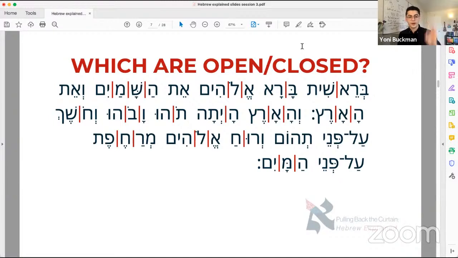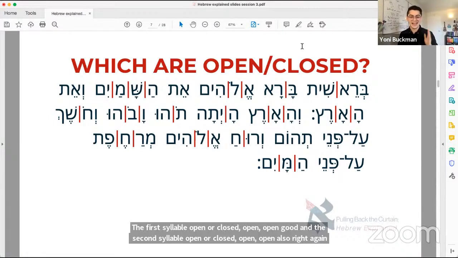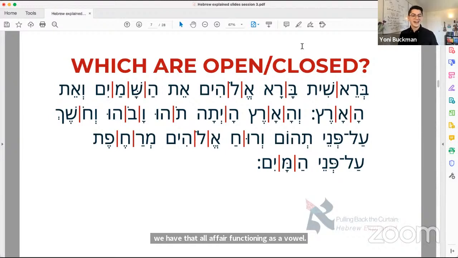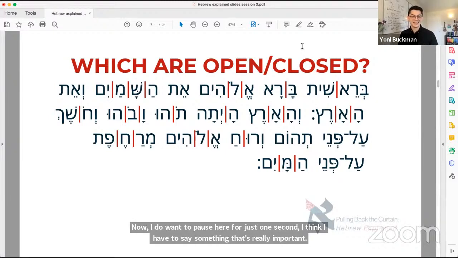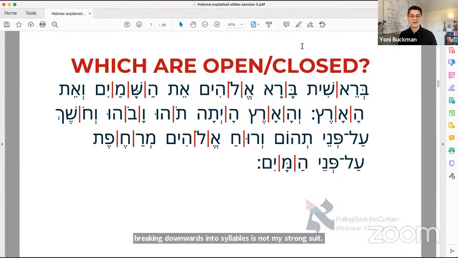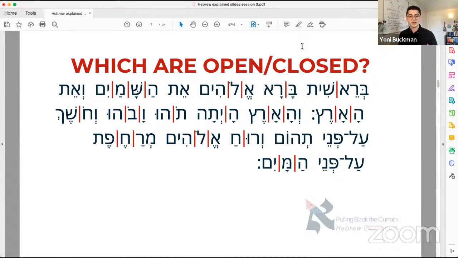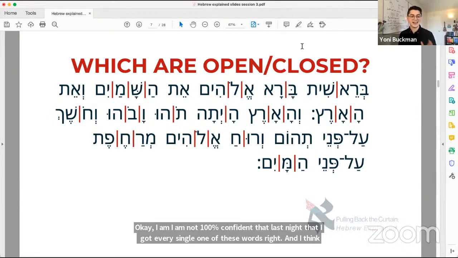Breaking down words into syllables is not my strong suit. I am not 100% confident that last night I got every single one of these words right, and I think that's just important to note. I'm pretty confident about most of them, but this is something that I stretch here. As I was doing this last night, I really wanted to phone a friend and ask for help, but I think generally I've done a good job here.